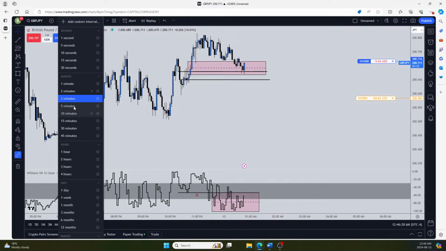We want to see big, beefy, bulky candles to the upside here. We want to see price get back above this fair value gap with some speed.